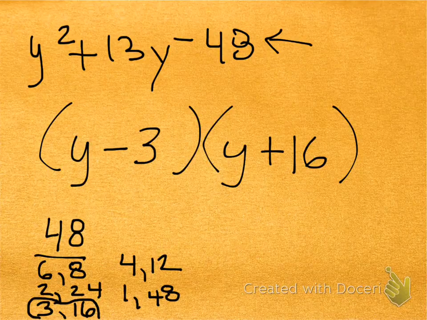So, negative 3 times 16 is negative 48, and negative 3 plus 16 is positive 13.